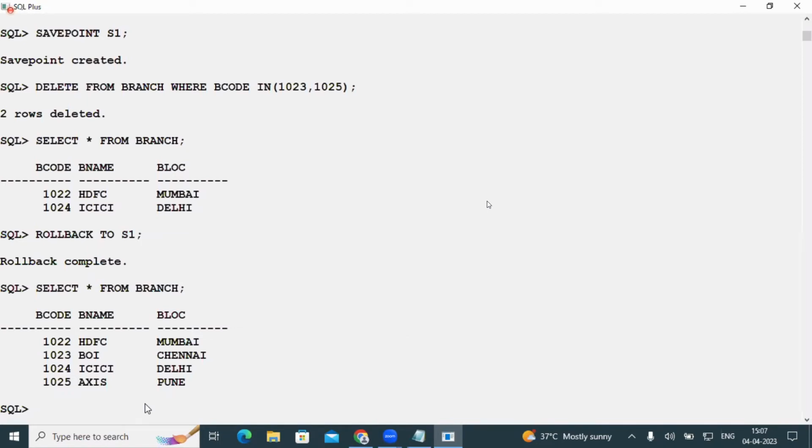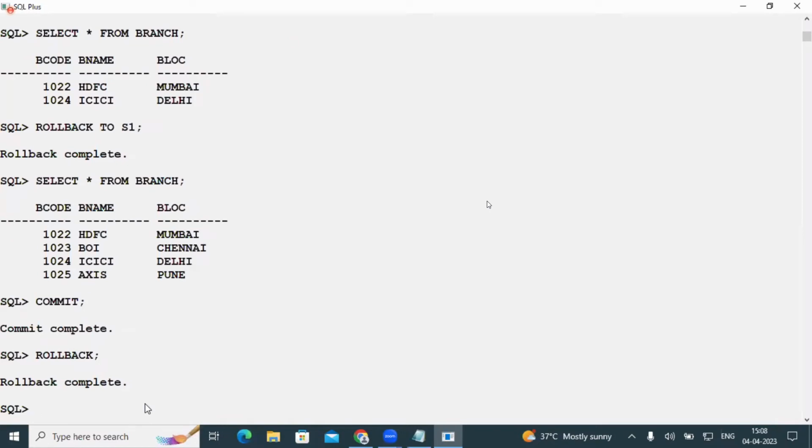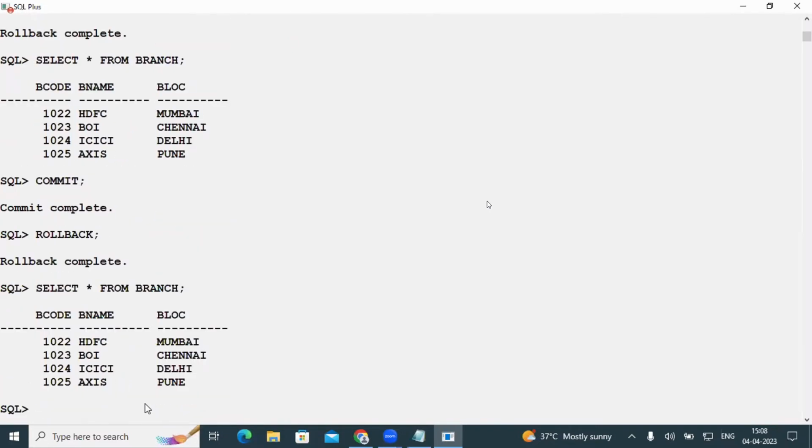Suppose I don't want it, I commit. Committed means whatever 1021 is there in instance memory, from that memory also it is deleted. The data deleted from the database comes into the instance store, and now from the instance also it is deleted. That means it is permanent. After commit, suppose you do a normal rollback. What happened? You can see 1021 did not come. Why, sir? Because I committed.